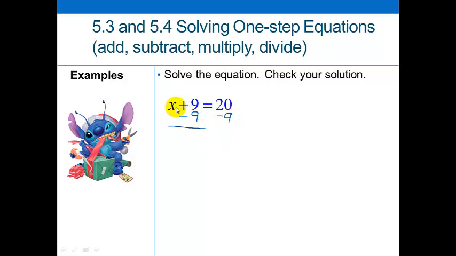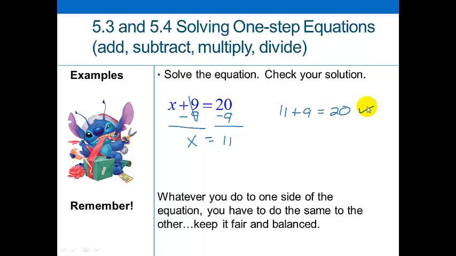So this becomes plus 9 minus 9. They cancel each other out, and I'm left with this x. And then 20 minus 9 is going to give me 11. So my solution is going to be 11. And I'm going to double check that. 11 plus 9 equals 20. Yep, check my solution.